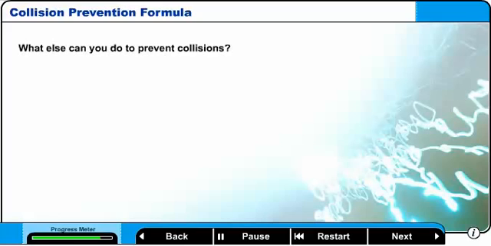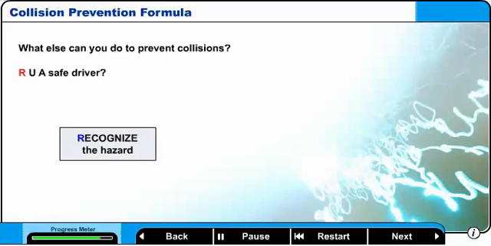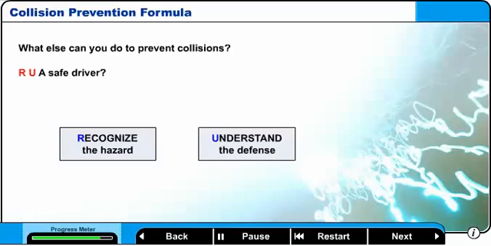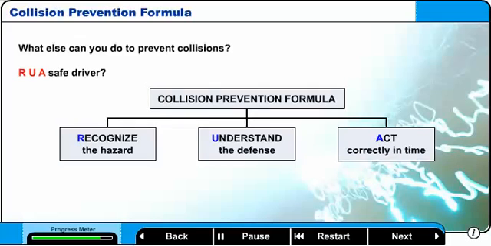We've looked at how to control yourself and your vehicle. We've discussed the most common driving errors and how to avoid them. Now let's look at what else you can do to prevent collisions. Ask yourself this question: are you a safe driver? You need to recognize the hazard, understand the defense, and act correctly in time. So let's look at how you can do each of these.